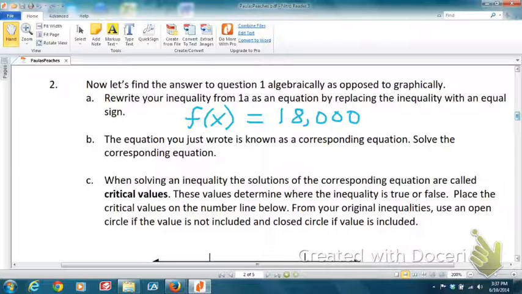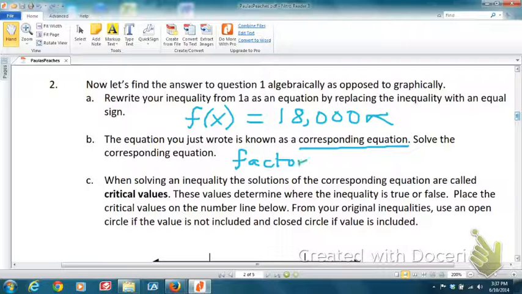Now, once you have that equation, it says in B, is known as a corresponding equation. So you need to be aware of that vocabulary word. It is a corresponding equation. That's what this one is. Put an arrow to it. And it says solve the corresponding equation. Now, this is a quadratic. So because it's a quadratic, you will probably have to solve it using factoring.